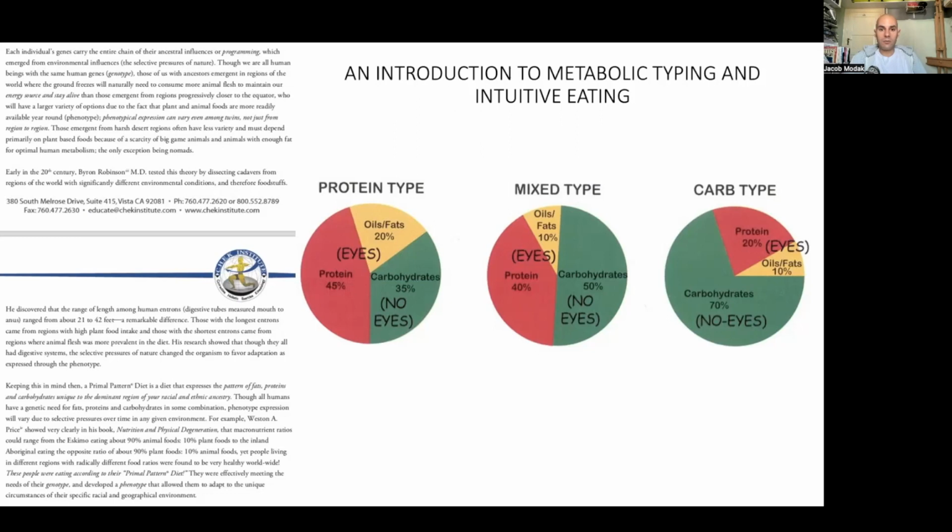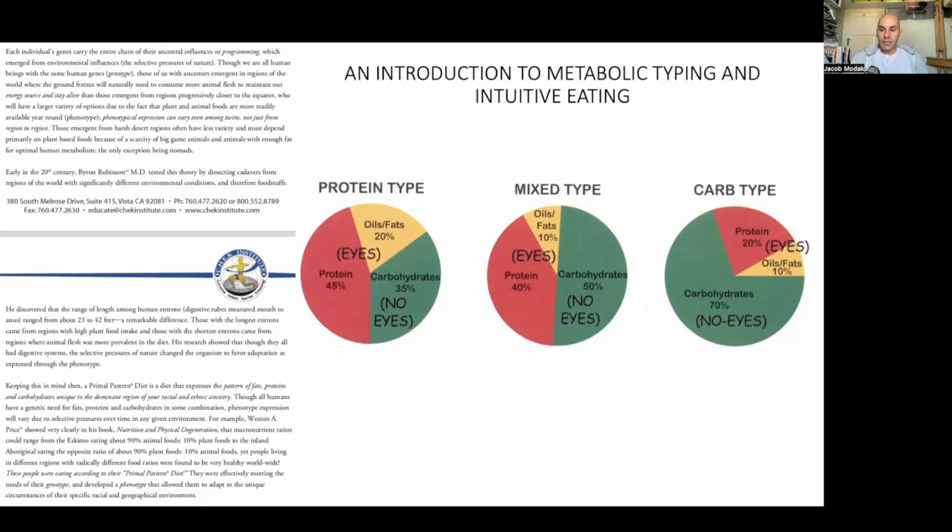Don't allow over-intellectualizing to become a fear of direct experience. That's what Carl Jung said. He said over-intellectualization is a common cover-up for fear of direct experience. So if you're not sure, try it. Try all protein, try mixed, try carb, and see how your body responds.